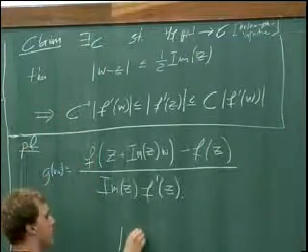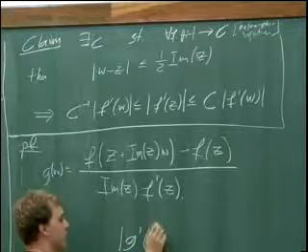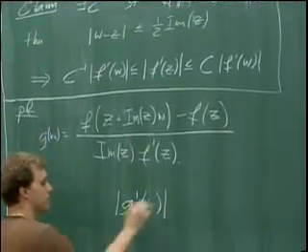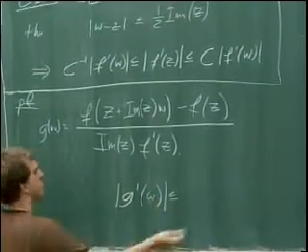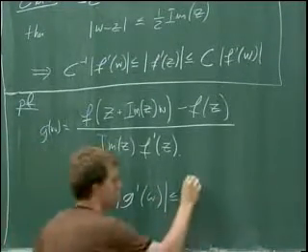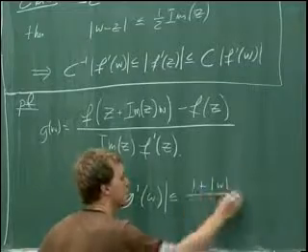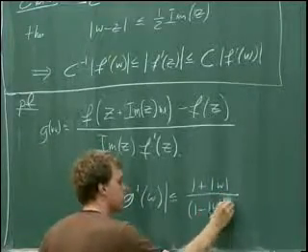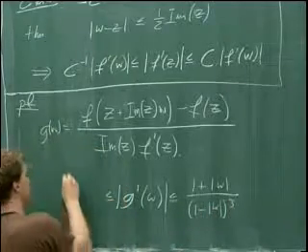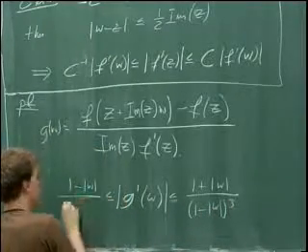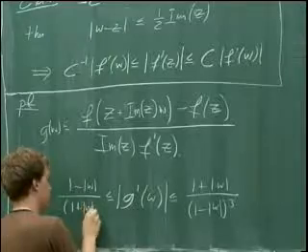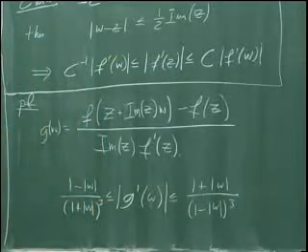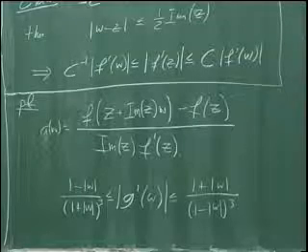So we see that the derivative of g at some point w is less than or equal to that bound we have over there, (1 plus norm of w) over (1 minus norm of w) cubed, and it's greater than or equal to (1 minus norm of w) over (1 plus norm of w) cubed. Okay, so we have this bound.